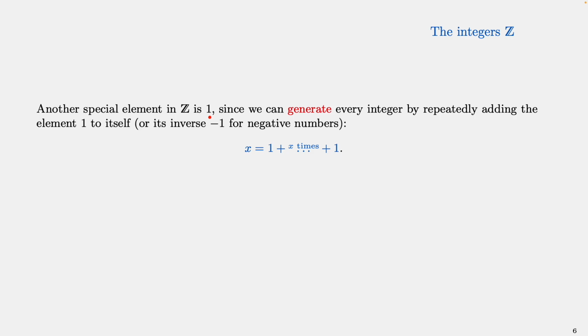There's another special element in the integers, which is the element 1. And the 1 is special because we can use it to generate every integer by repeatedly adding it to itself, or taking its negative minus 1 if we want to generate the negative numbers. So for any integer x, we can obtain it by taking 1 and adding it x times to itself. Or well, if it's a negative integer, we would use the absolute value of x times minus 1.